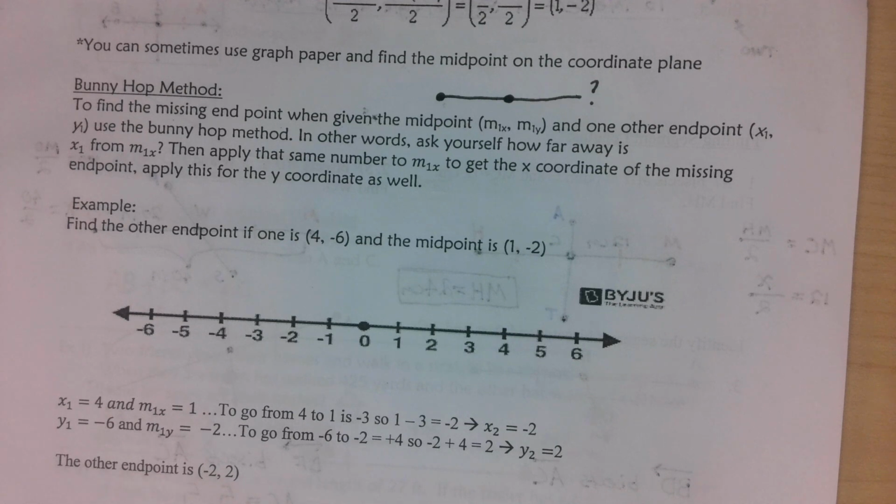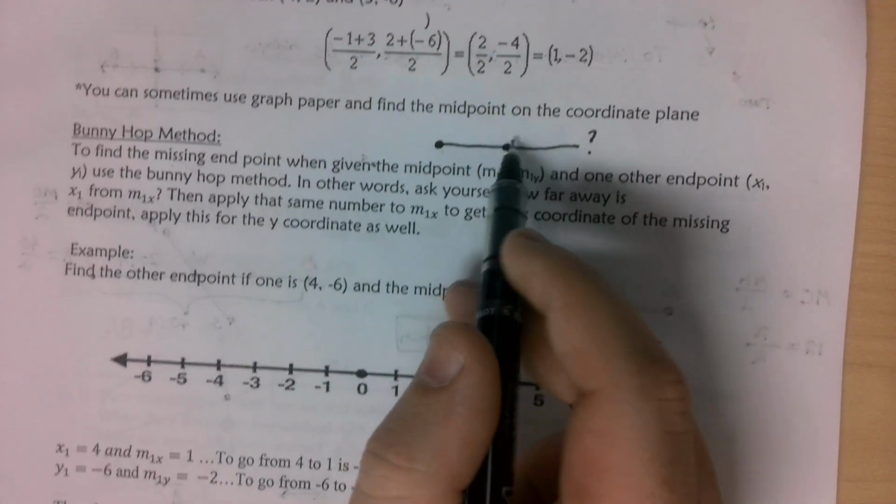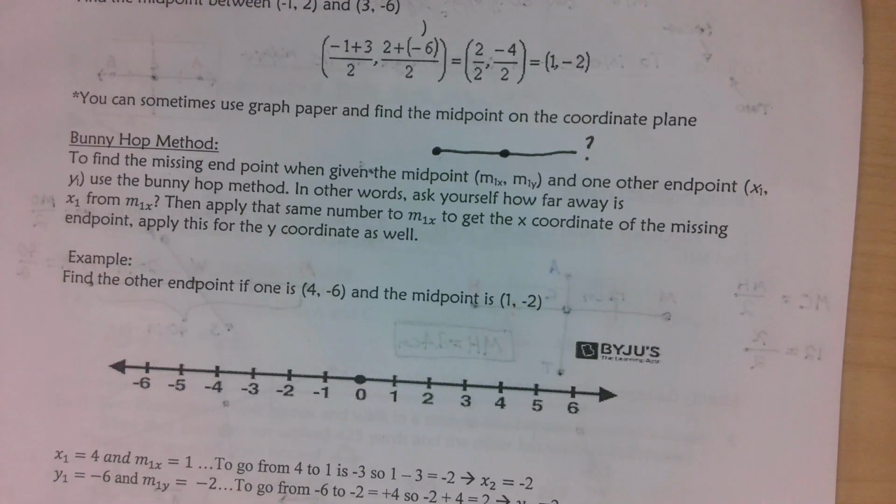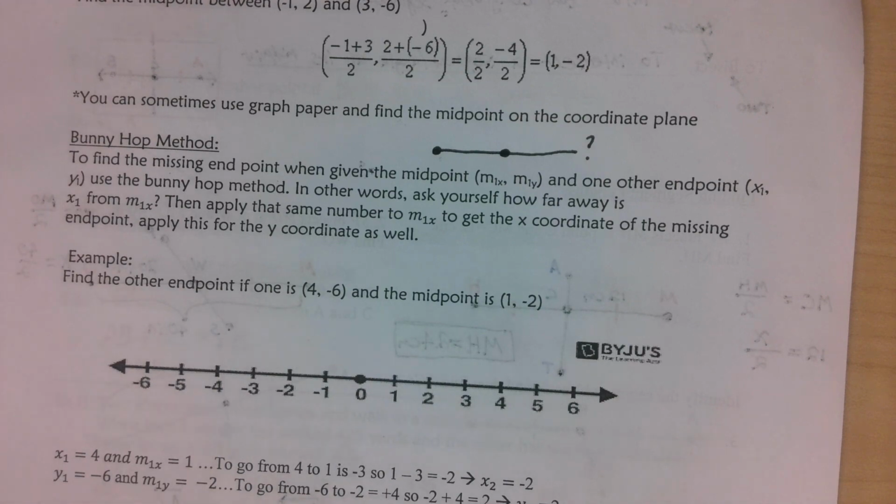However, there is a fun method that I highly recommend. You could just plug into the formula, plug the midpoint into the end of the formula, like right here, and then solve for the other pieces, but that's a lot. I recommend the bunny hop method. It sounds silly, but if it works, it's not that silly.